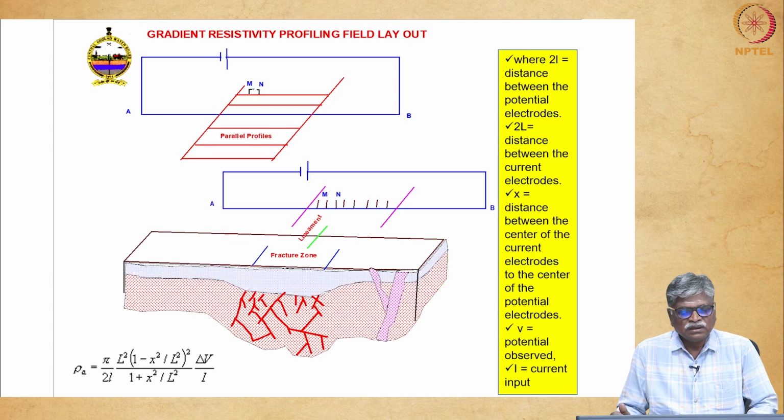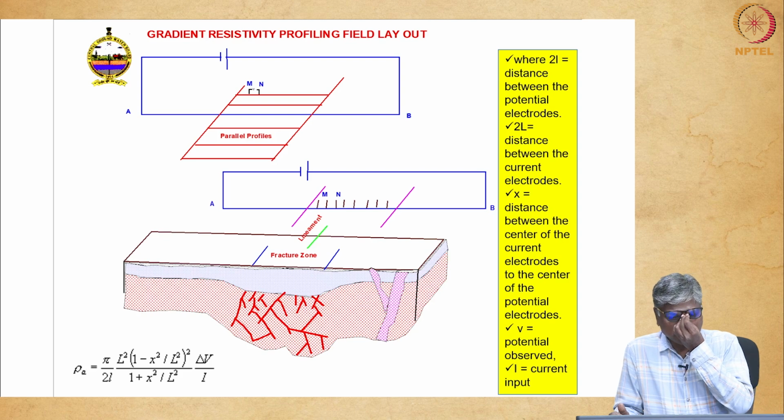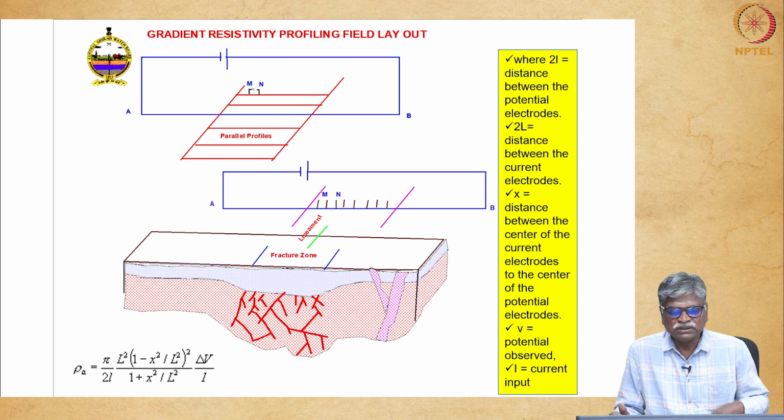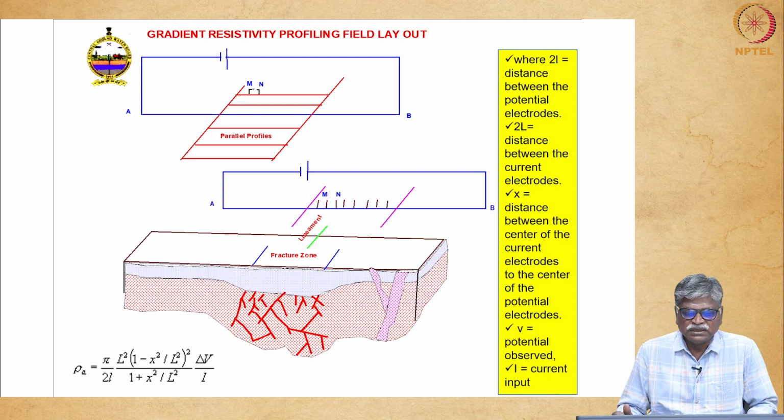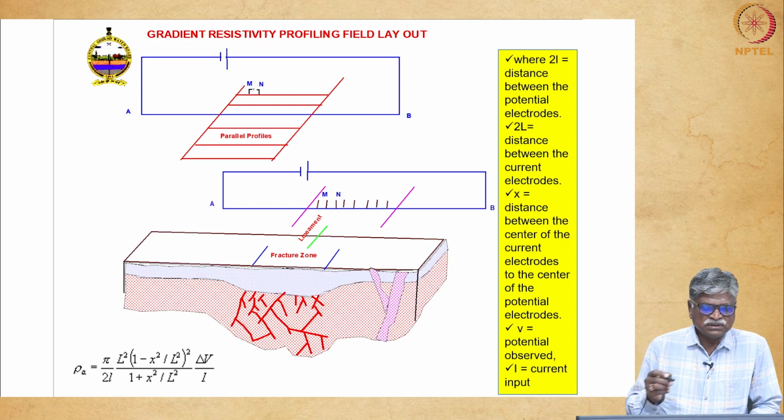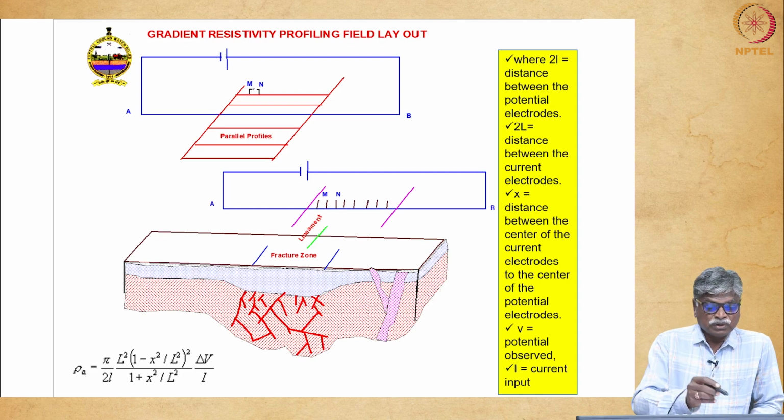This is gradient resistivity profiling. Why are we doing gradient resistivity profiling? If it is a bigger area, we don't know where to drill or where the potential zone is available. For that, first we have to trace the area where the fracture or weaker zone is. For that, first we have to put the electrodes.